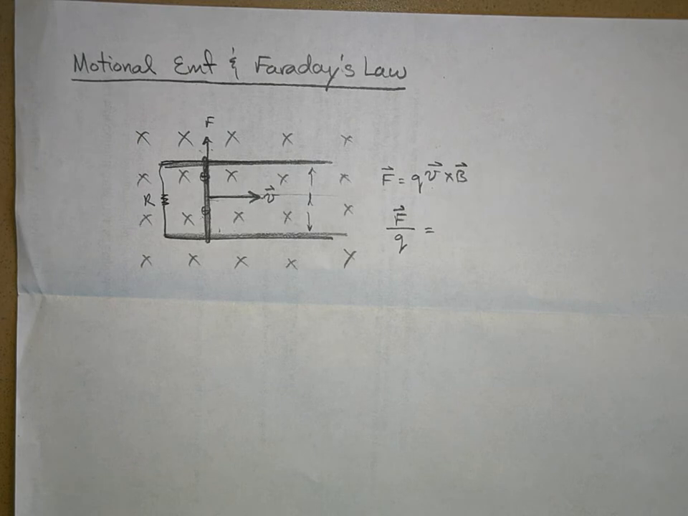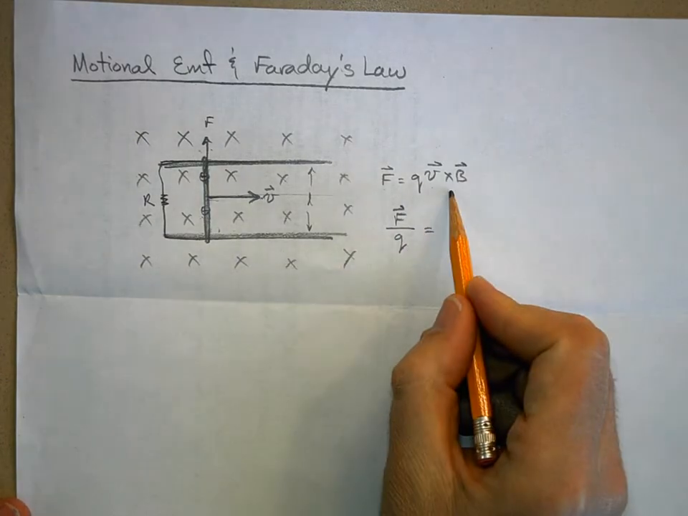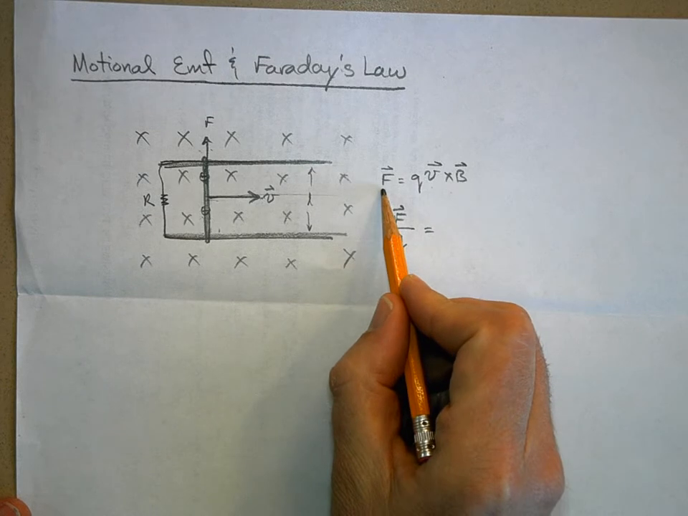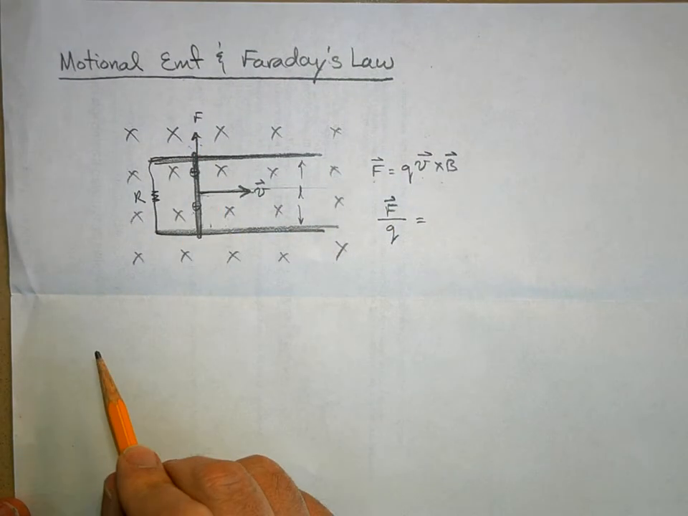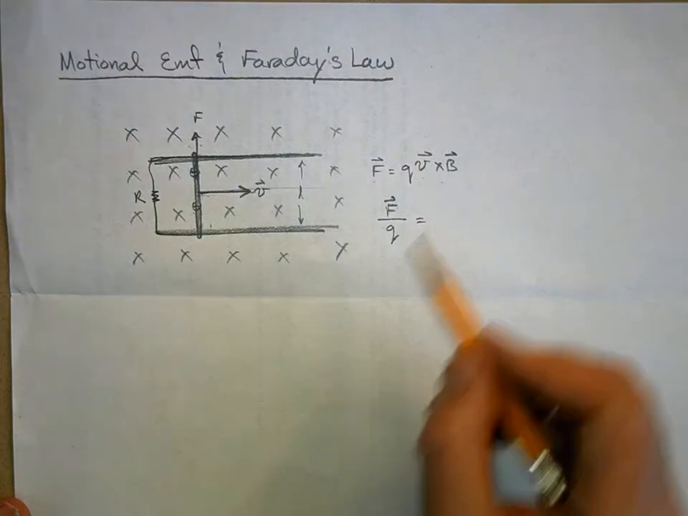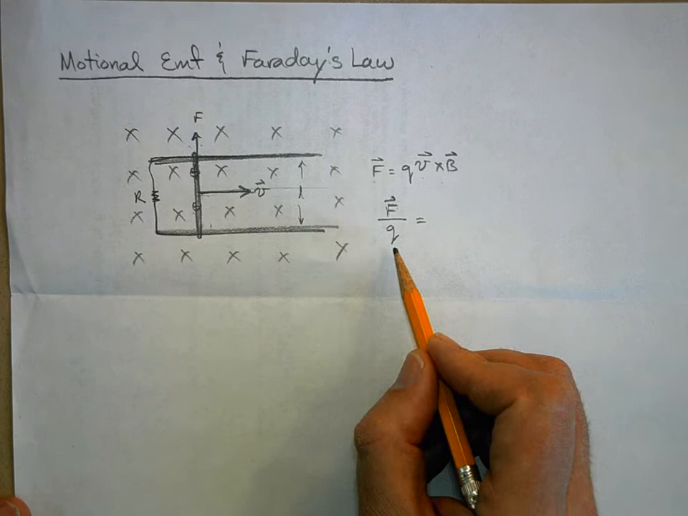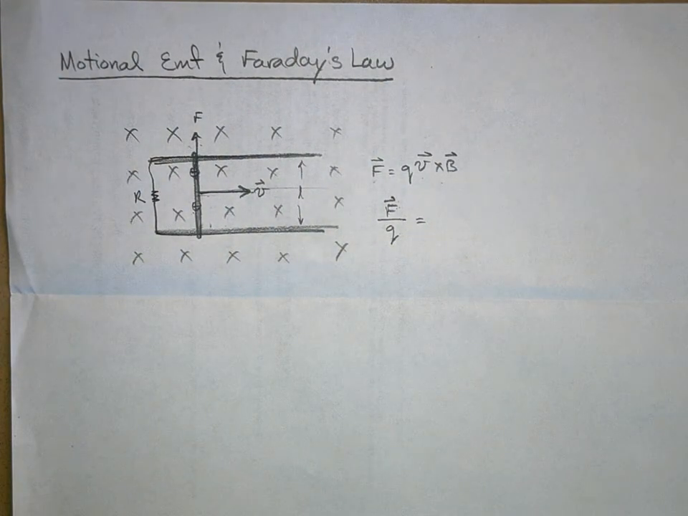This is cool, you guys. This is my magnetic force, isn't it? It's the magnetic force that's going to push that charge up. But if I take that magnetic force and divide it by the charge, what is force per charge? It's newtons per coulomb. And what is that? What kind of field? It's an electric field, baby.